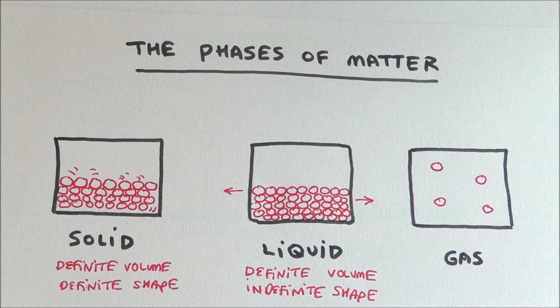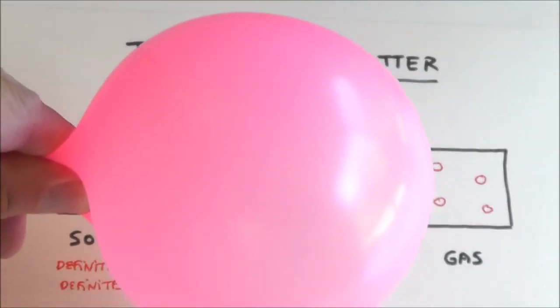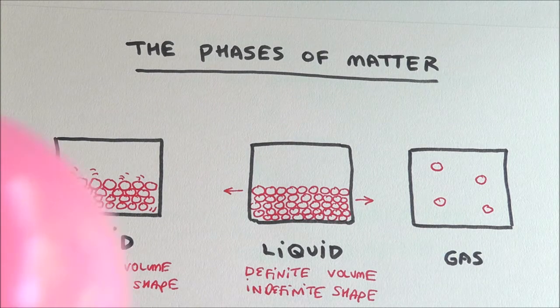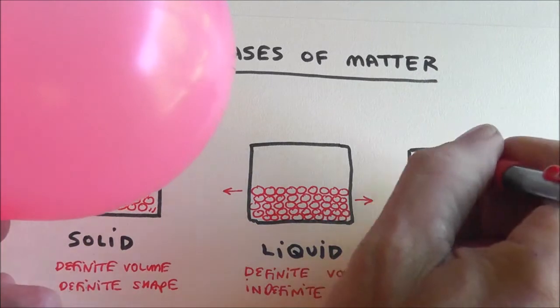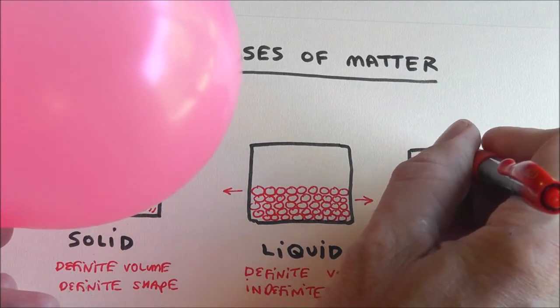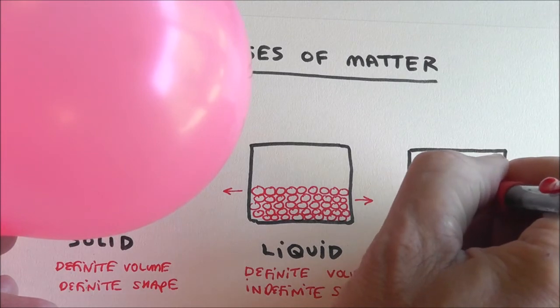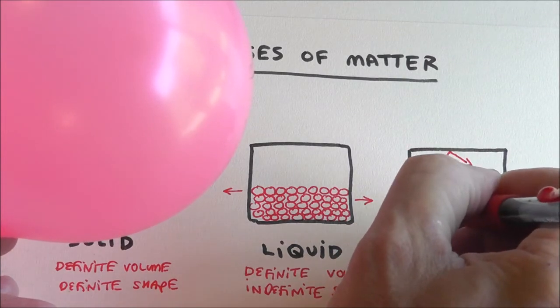So I'm gonna blow up a balloon here. There's my gas sample. What's going on in there? Well, you notice how I made a lot of room between the molecules, and that's because they're flying around randomly, bumping into each other and the side of the container.